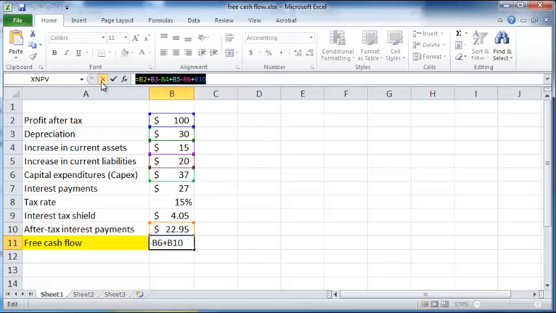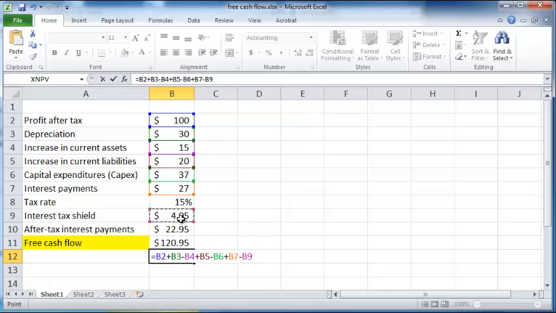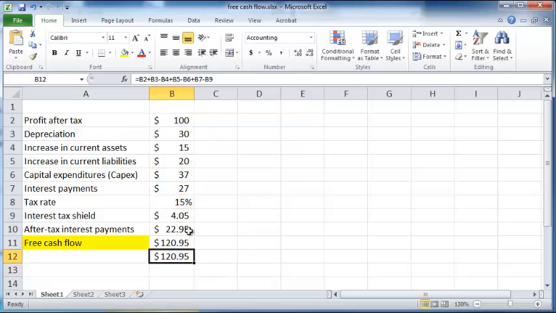In fact, I can just copy this here and put this here just to demonstrate that we'll get the exact same figures, B7 minus B10. So whether you do it one way or another, you'll get the exact same figure.